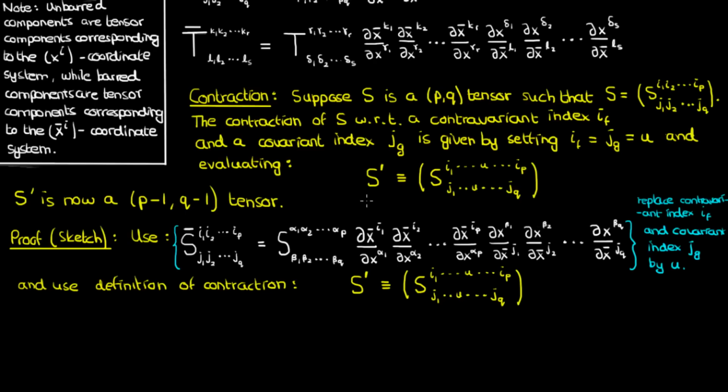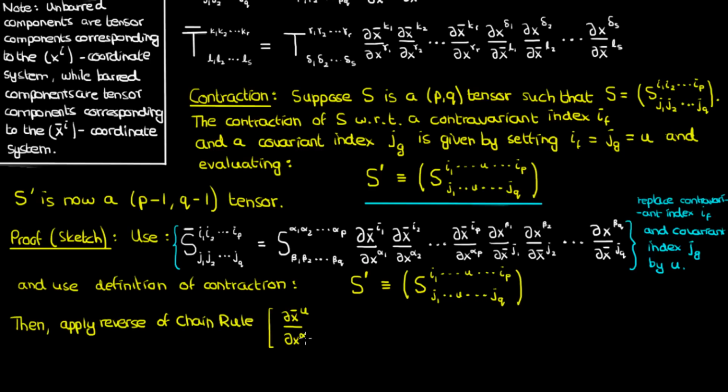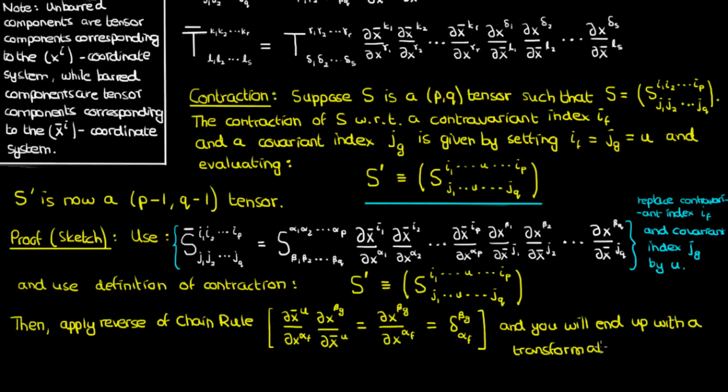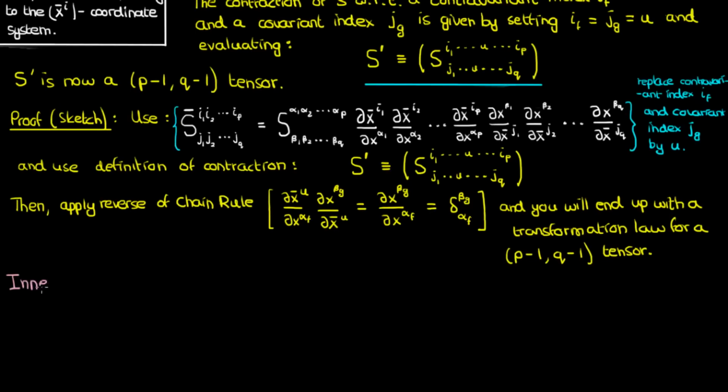This, of course, follows the definition of the tensor contraction that I've written up here. After you do all the algebra and apply the reverse of the chain rule to reduce the sum of the product of partial derivatives into a single partial derivative of one independent variable with respect to another, which is actually just the Kronecker delta, after you do all this, you'll end up with the transformation law for a (P-1, Q-1) tensor. Let's move on to the inner product.